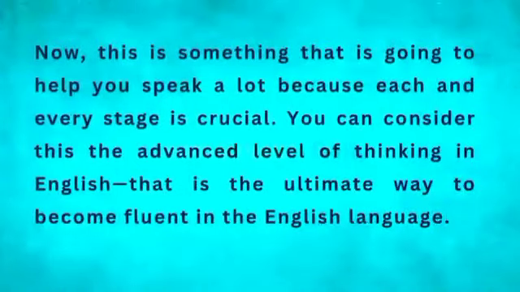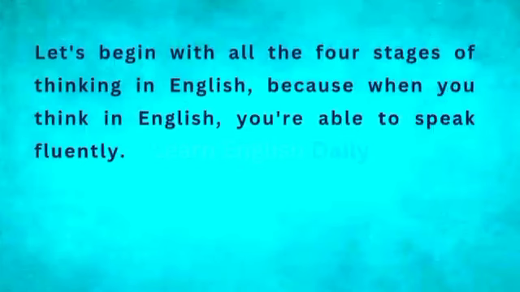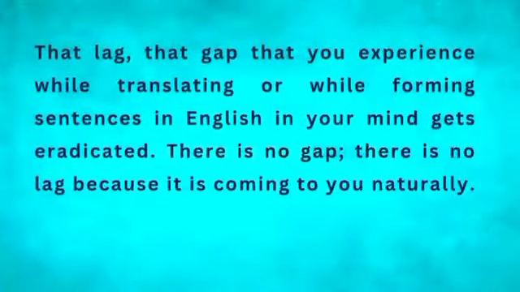Now, this is something that is going to help you speak a lot because each and every stage is crucial. You can consider this the advanced level of thinking in English. That is the ultimate way to become fluent in the English language. Let's begin with all the 4 stages of thinking in English because when you think in English, you're able to speak fluently. That lag, that gap that you experience while translating or while forming sentences in English in your mind, gets eradicated. There is no gap, there is no lag because it is coming to you naturally.